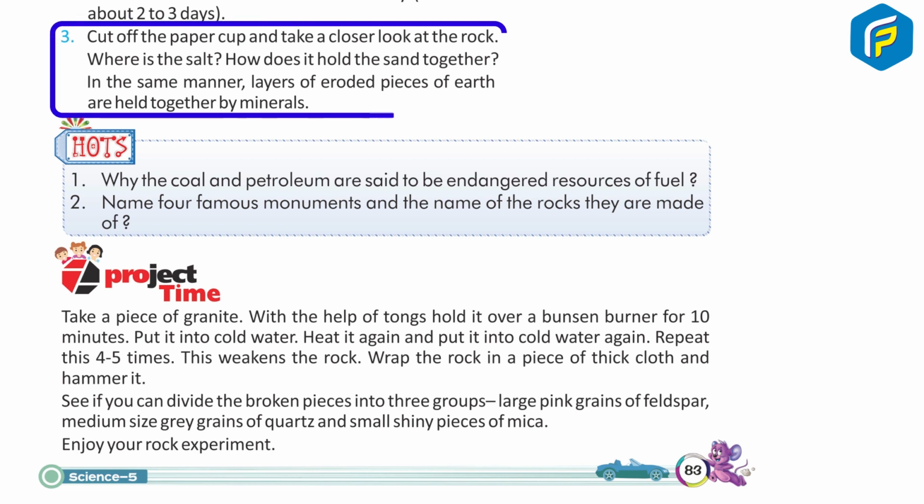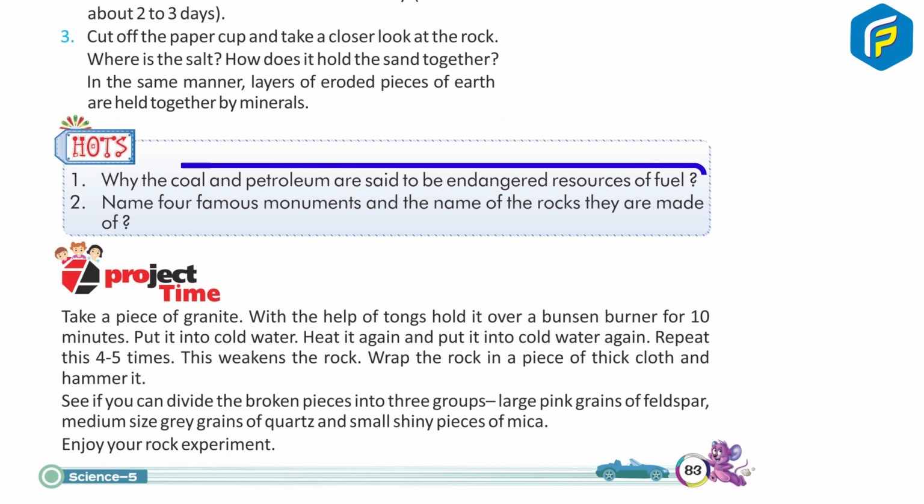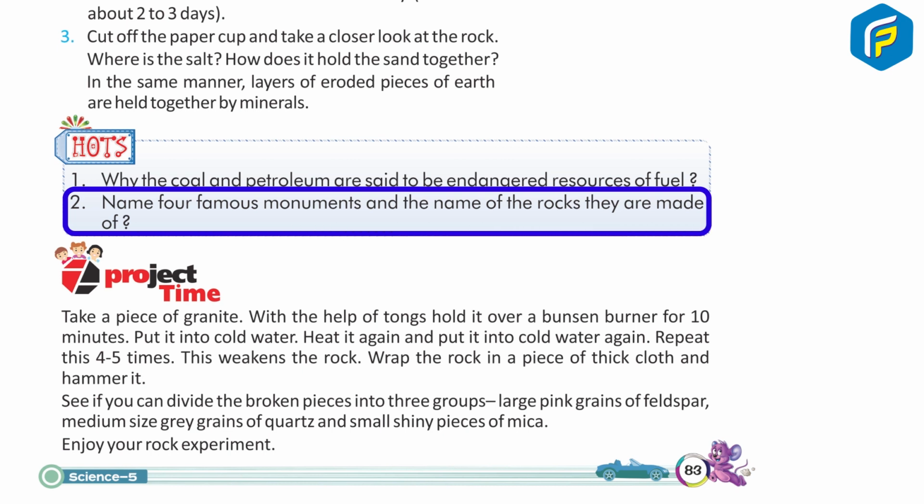3. Cut off the paper cup and take a closer look at the rock. Where is the salt? How does it hold the sand together? In the same manner, layers of eroded pieces of earth are held together by minerals. Thoughts. 1. Why are coal and petroleum said to be endangered sources of fuel? 2. Name 4 famous monuments and the names of the rocks they are made of.